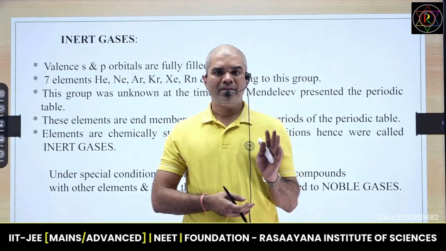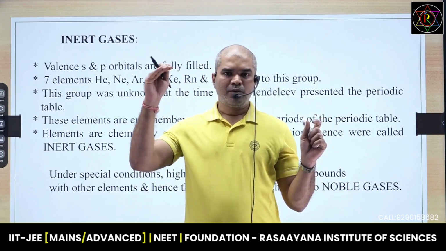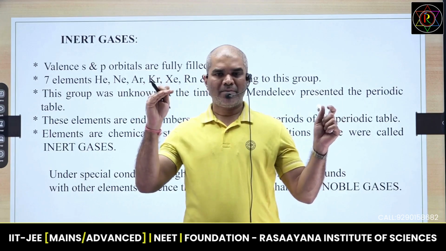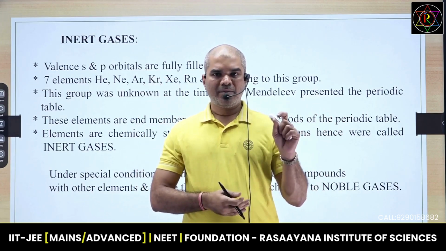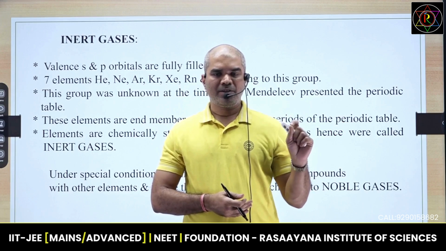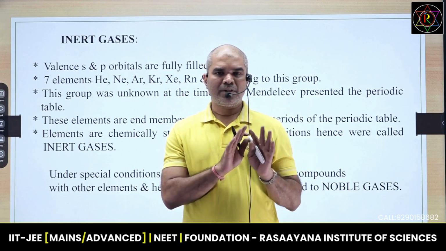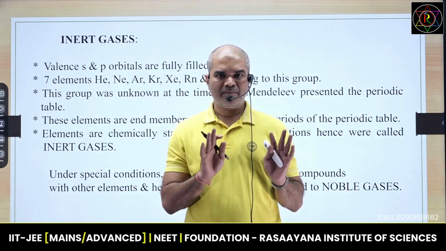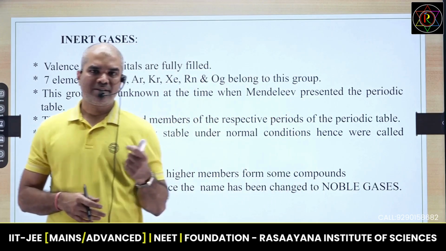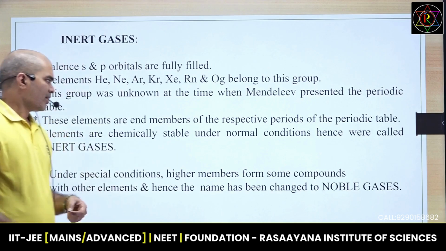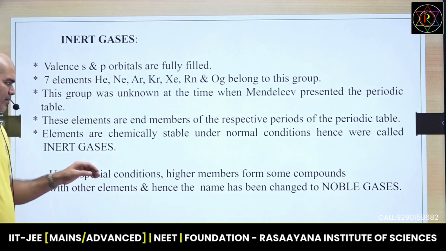And the third point is, these are the end elements of each period. Suppose I consider the first period, helium is the end element. Second period, neon is the end element, and so on. So these are the end elements of every period. You remember that point. Completely filled shell is present in it. No shell is incomplete. These are also called noble gases. There are 7 elements altogether. These are just a few important points about inert gases.